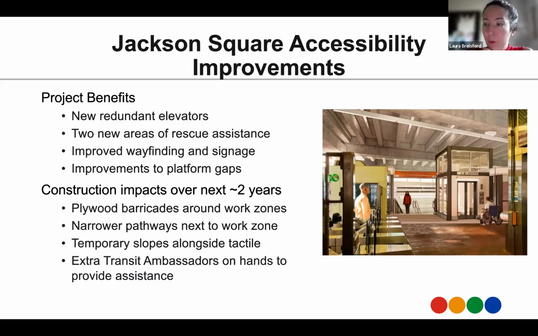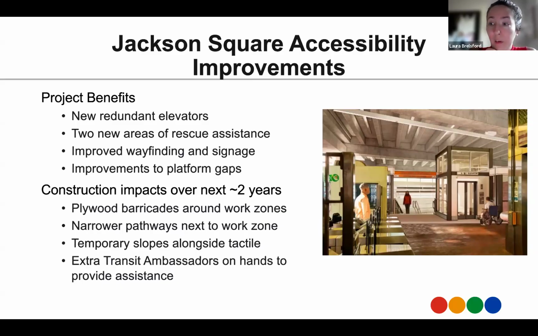And I just wanted to make folks aware of another ongoing accessibility station upgrade that will involve some minor service impacts. At Jackson Square on the Orange Line, we've just kicked off construction on an important set of improvements. Specifically, we are constructing a brand new second elevator at the station that will provide redundancy to the existing elevator. And we are fully modernizing the existing elevator.